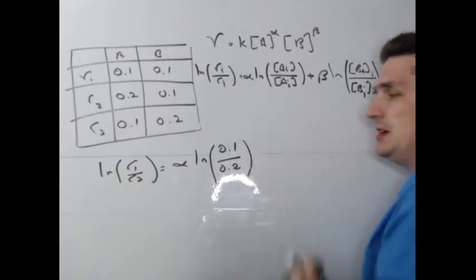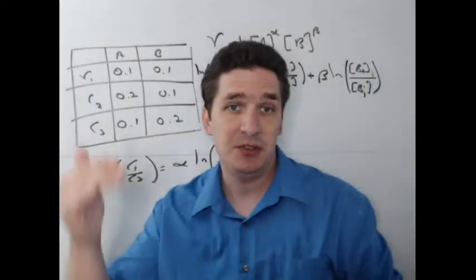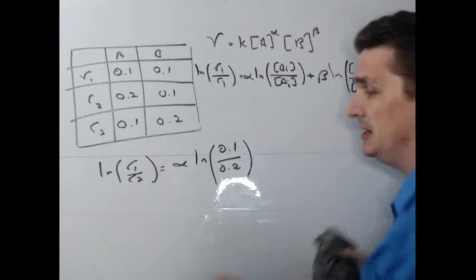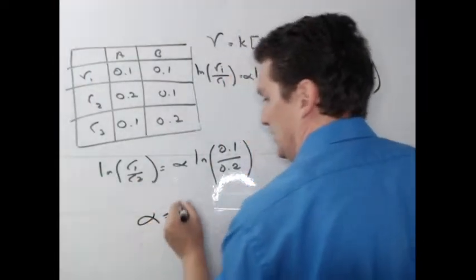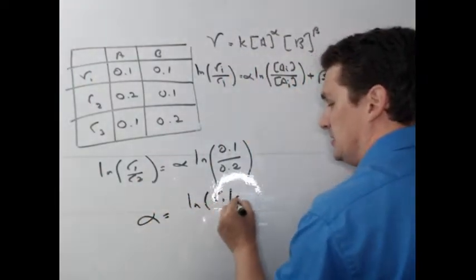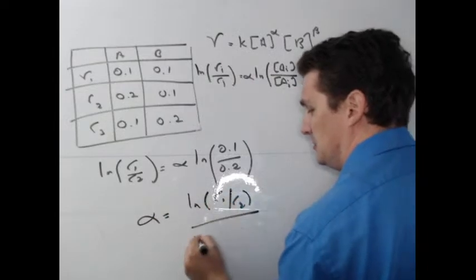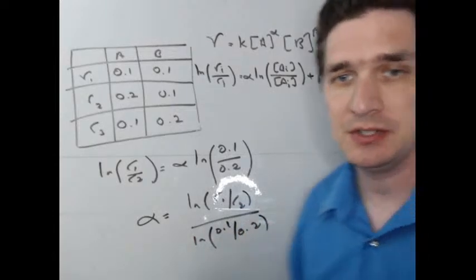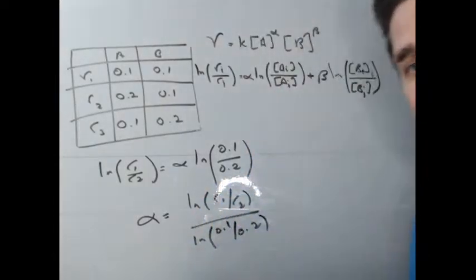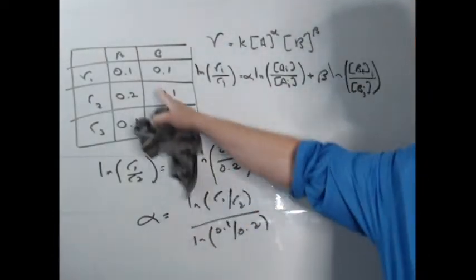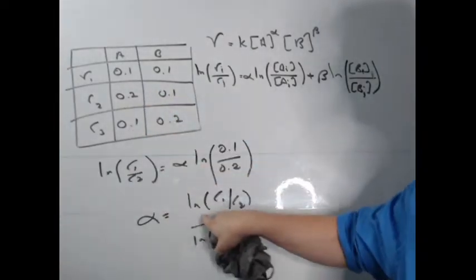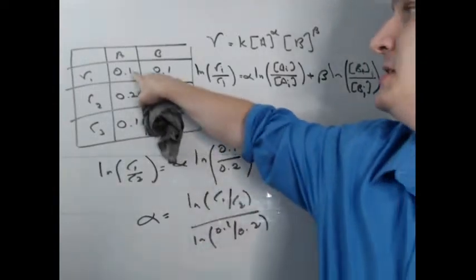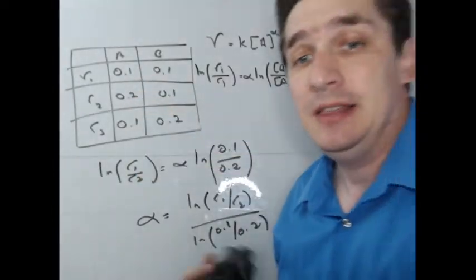So if we keep the concentration of B constant, or the concentration of A constant, that term disappears out of this equation. And we get that the apparent order is the natural log of the ratio of the two rates divided by the natural log of the ratio of the concentrations. So that's how we can get the apparent order of A for this particular experiment: we just take the natural log of rate 1 over rate 2 divided by the natural log of the concentration of A between run 1 and run 2. And this will give us a number.